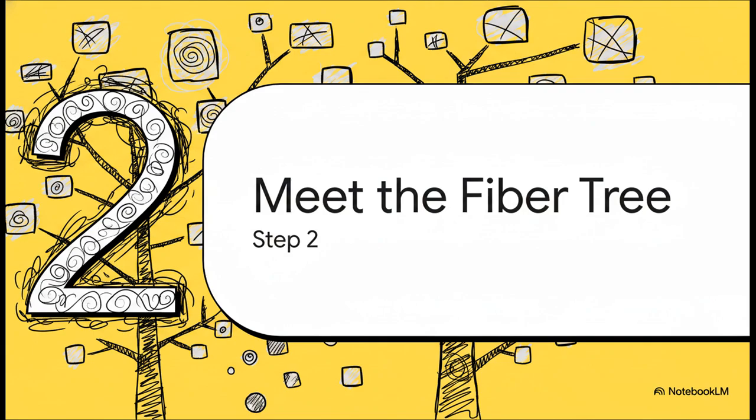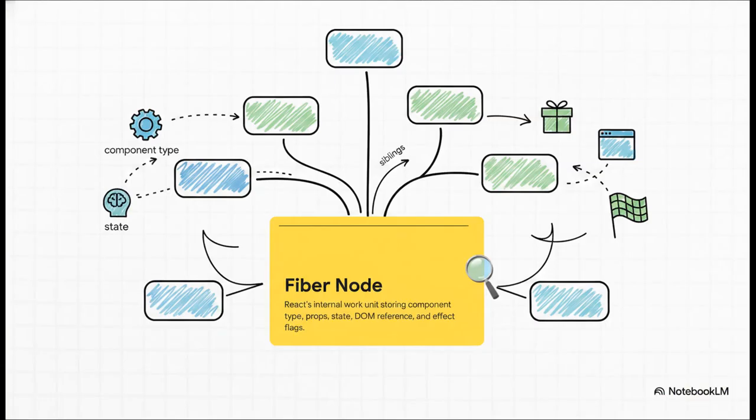Section 2, meet the fiber tree. Now we're getting into the secret sauce of modern React. React doesn't just take those lightweight JavaScript objects and recklessly throw them at the screen. Instead, it builds this hyper-organized structure called a fiber tree. Every single component and HTML element gets its own fiber node. You can kind of think of a fiber node as React's ultimate micromanager. It remembers absolutely everything. It knows what type of component it is, its exact props, its state, who its siblings are, and precisely what changes need to be made.